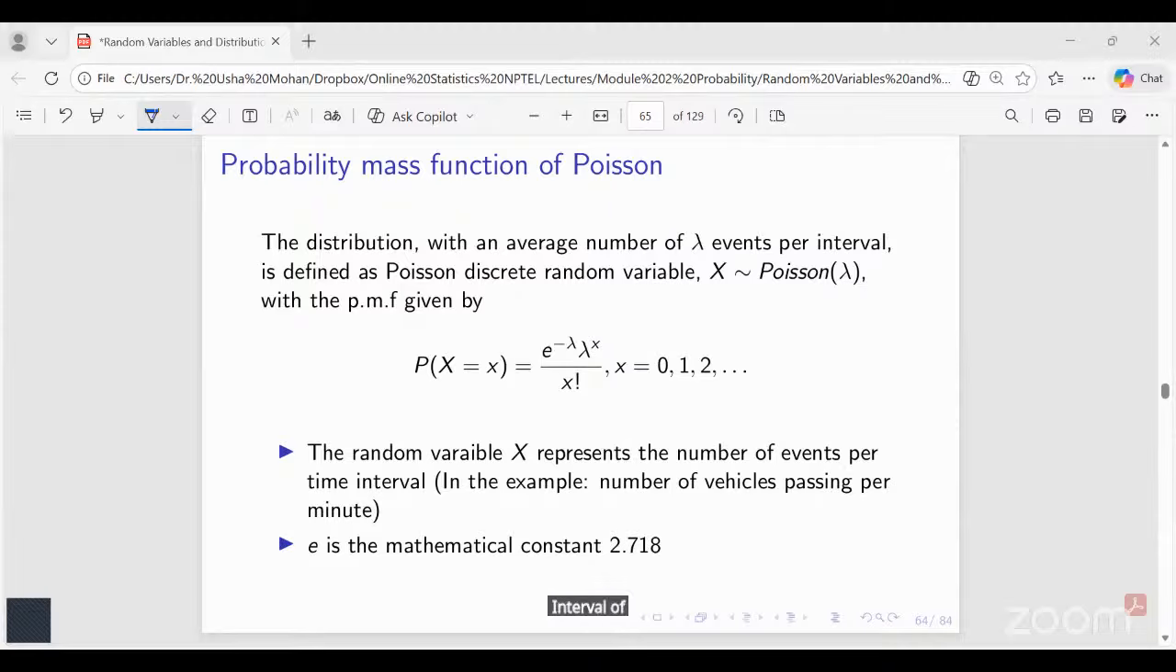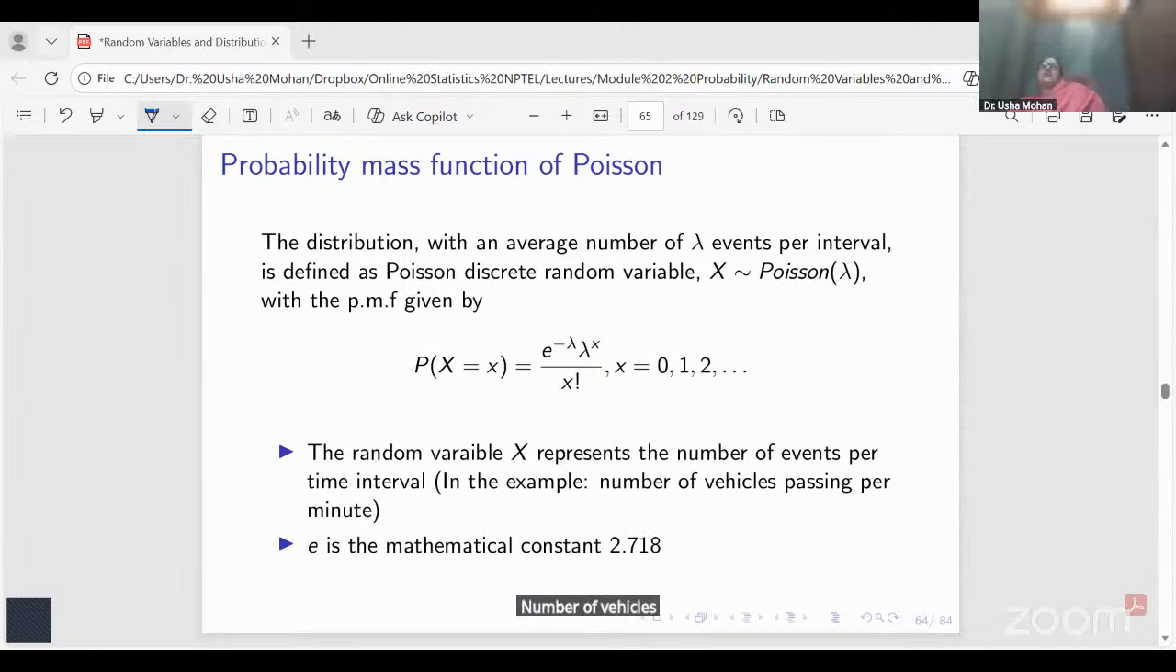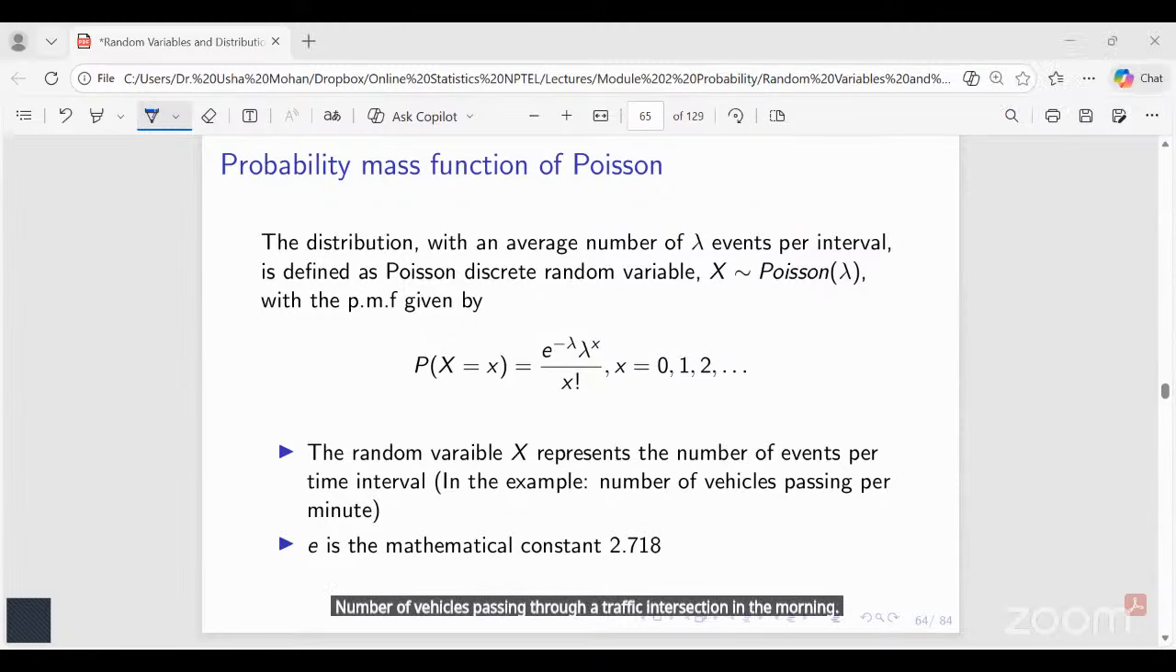Number of vehicles passing through a traffic intersection in the morning. It is an interval of time. Poisson. Interval of time, again Poisson. Is that clear?